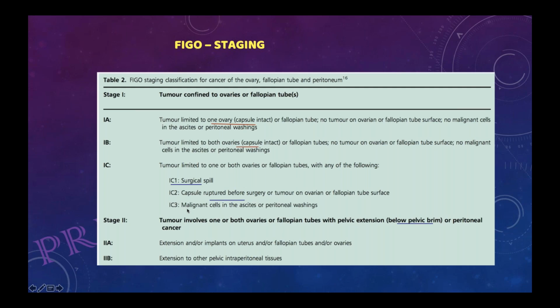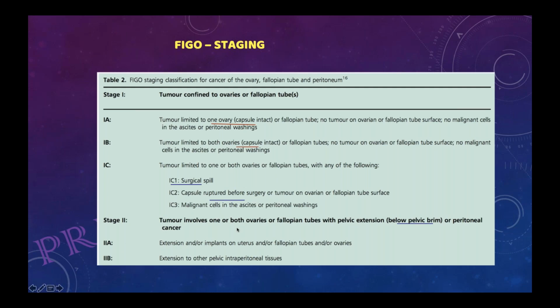But in peritoneal washings, if we find cells, then it will be 1C3, sorry, 1C3. You will get questions from here, most commonly from C1 and C2. This much you have to know about stage 1.